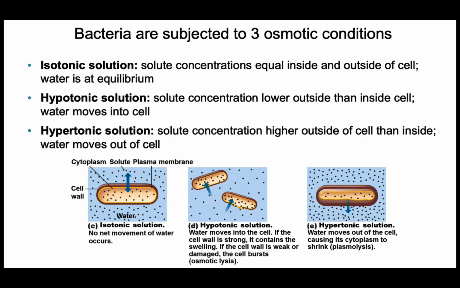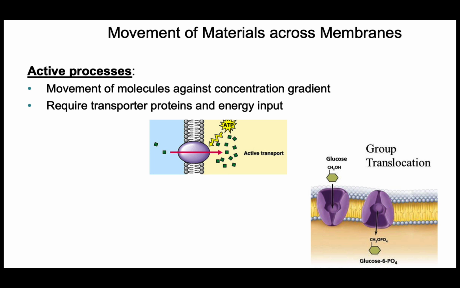So what happens in conditions where perhaps you want to move something against a concentration gradient? Let's say you have sugar inside your cell, but you want more. Since you already have more inside your cell than outside, you have to go against the gradient. When you're going against the gradient, we call that active movement, and it requires energy.